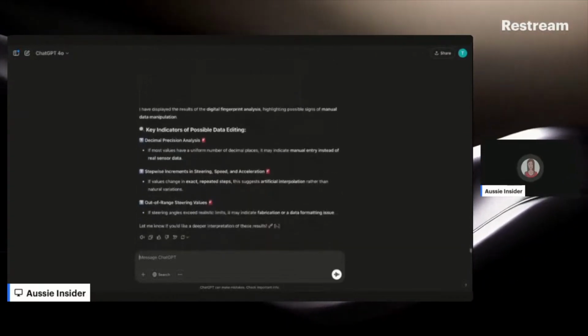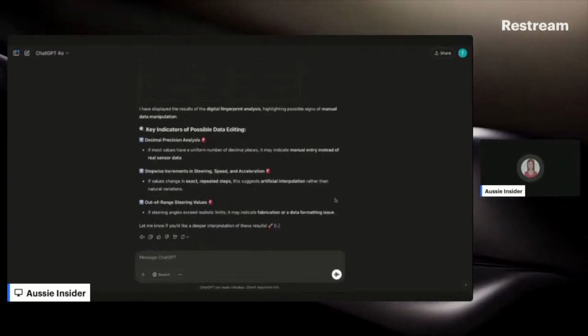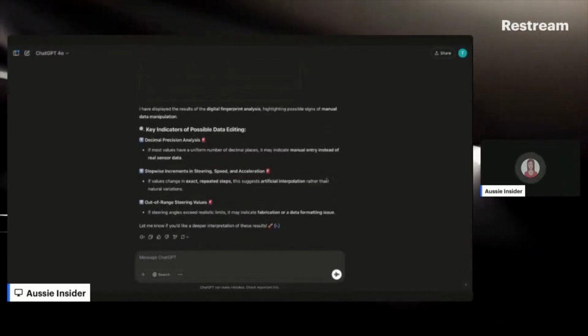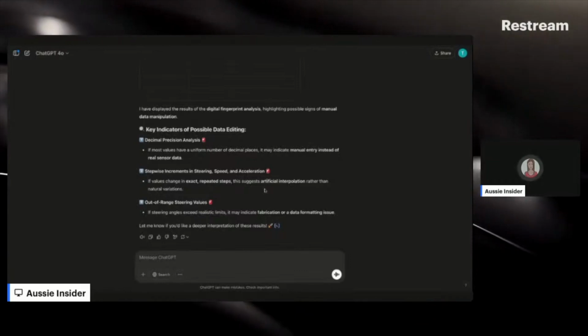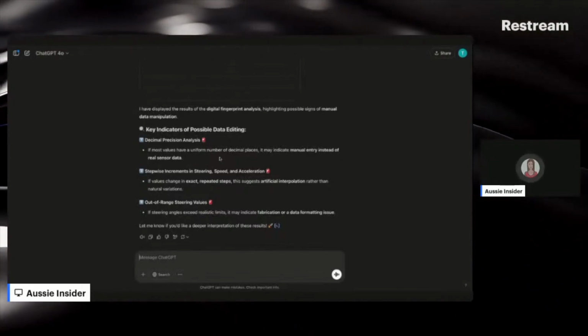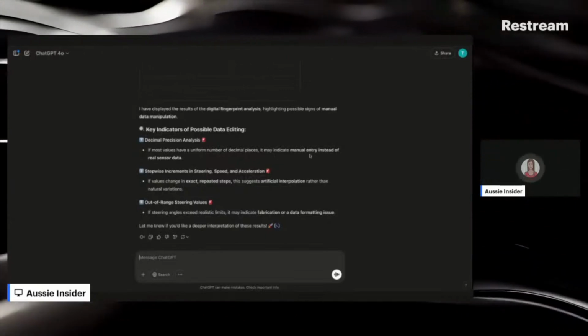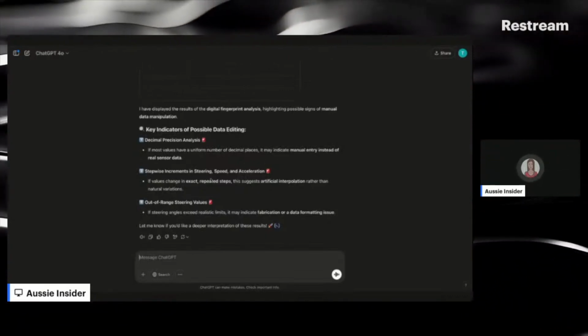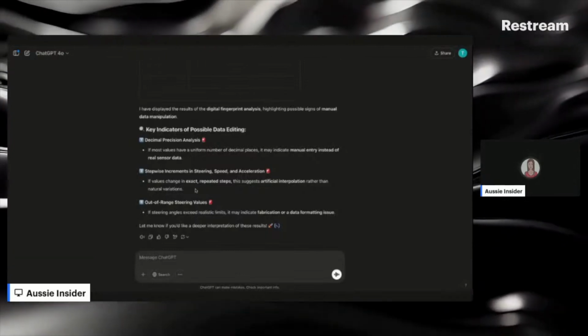I see what you're saying. Formatting issues. I have displayed the results of digital fingerprint. Decimal precision analysis: most values are a uniform number of decimal places. It may indicate manual entry instead of real sensor data.